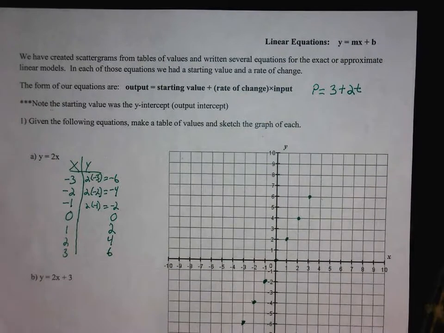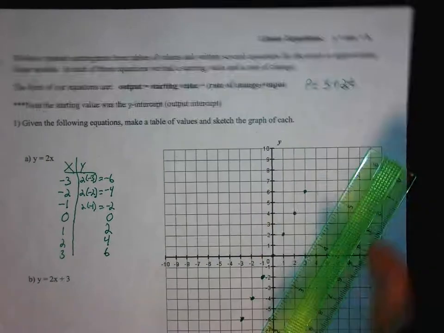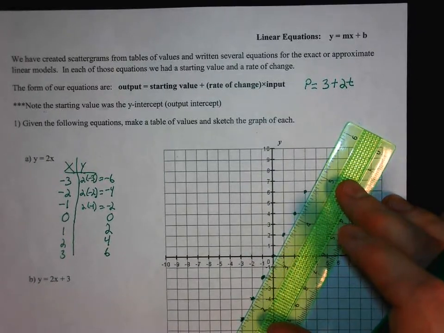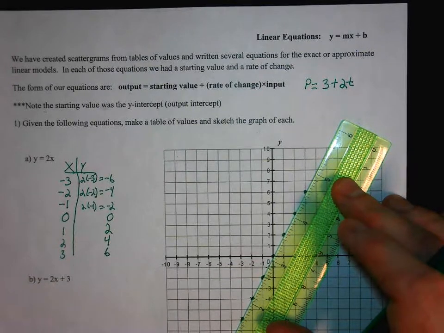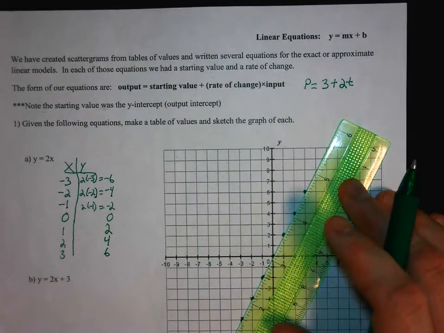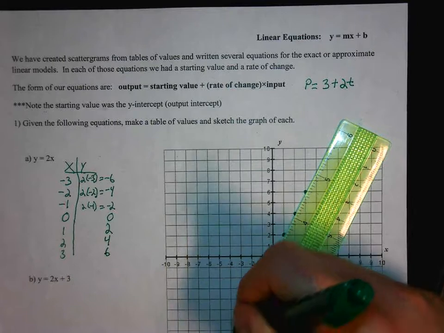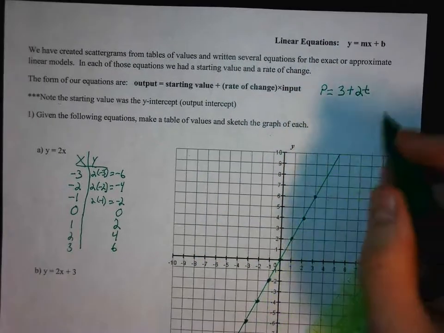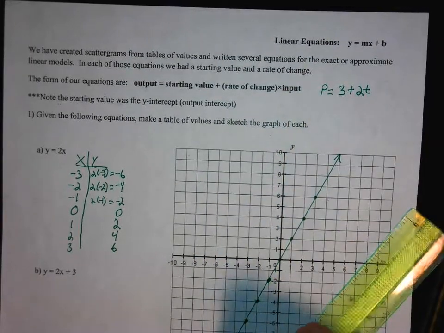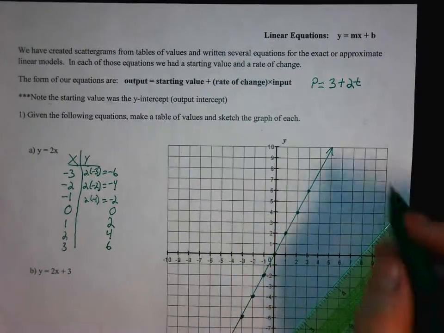Okay, so we can see that if we were to draw that line through those points, we get that nice line. And we'll label it as y equals 2x.